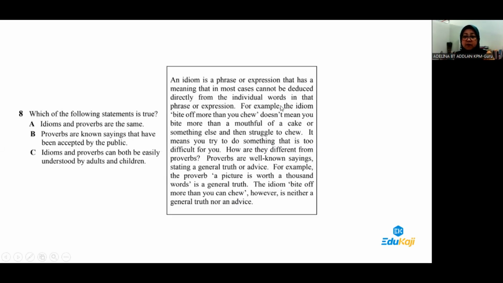Okay, question number 8. Question number 8 is giving you an explanation, giving you the definition between an idiom and a proverb. What is the difference between an idiom and a proverb? Again, the question is asking the students to give the true statement.